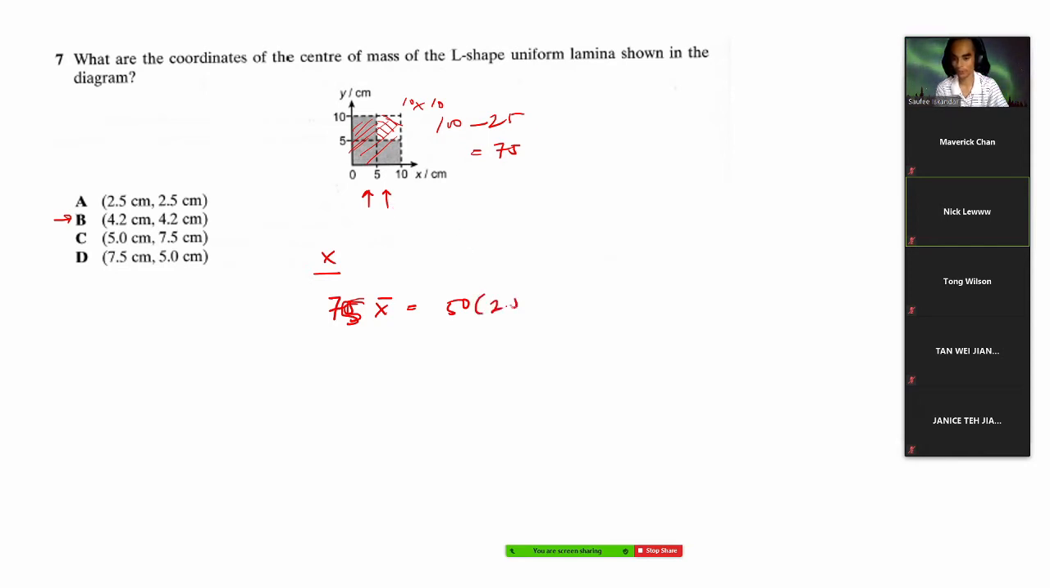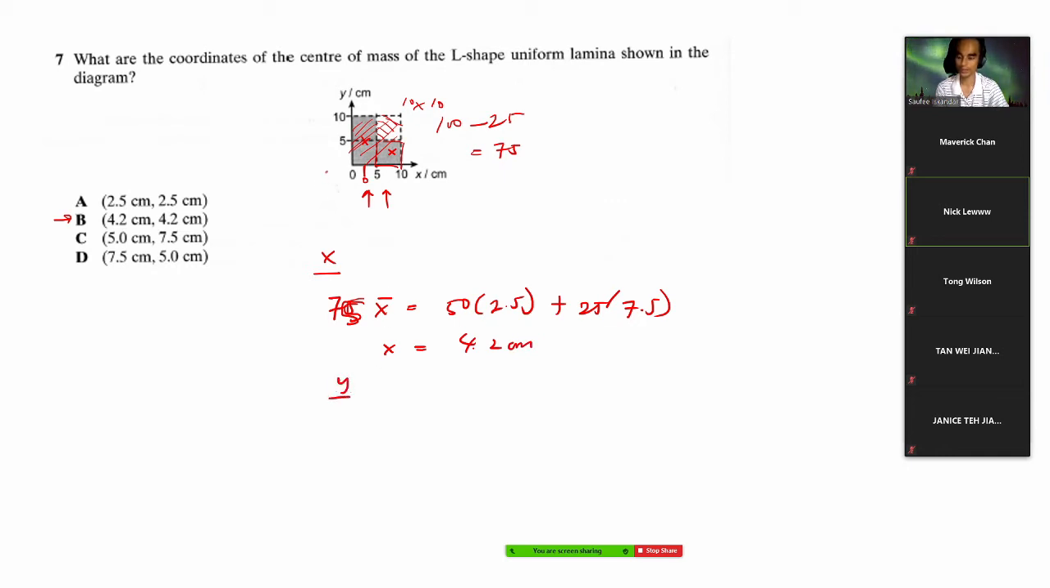So the whole thing is 75x equals 50 times 2.5, because we are viewing from the x direction. 2.5 is at this point, plus the second square, which is 25 times 7.5. So it is 2 points of mass, 1 over here plus 1 over here. Okay, and we have x equals 4.2 centimeter.